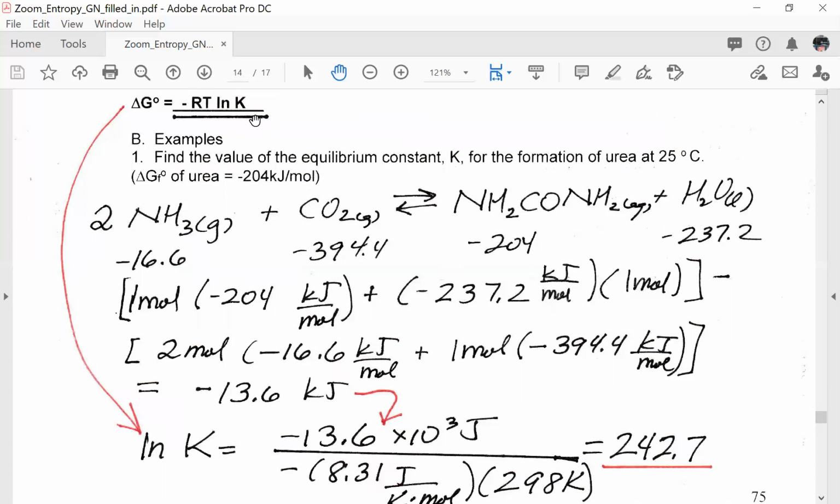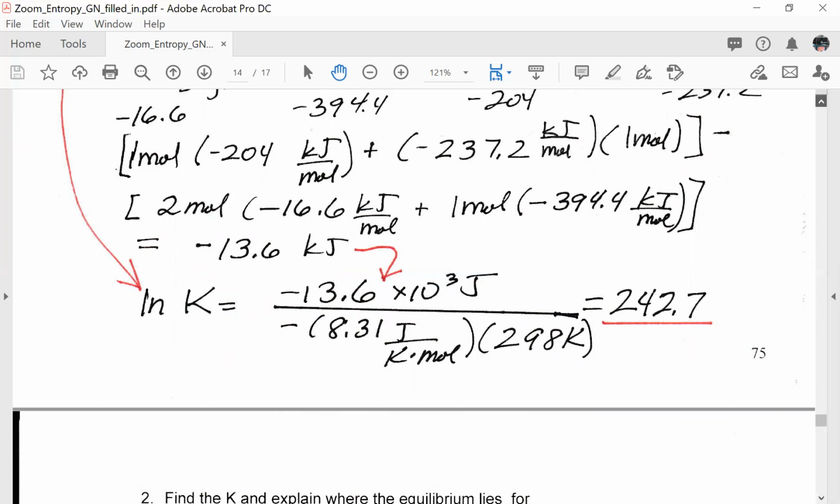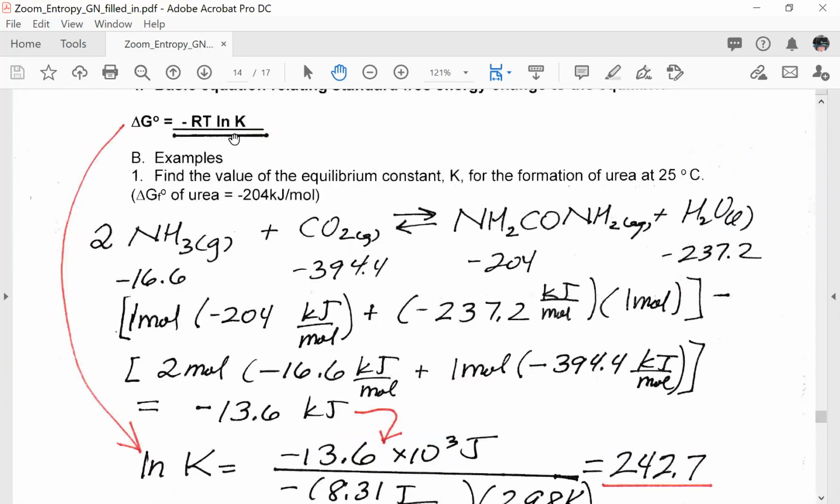So if we rearrange this equation, we can divide both sides by minus RT. And that's how we get natural log of K equals minus 13.6 times 10 to the 3 joules over minus 8.31 joules over Kelvin mole times T, which is 298. And then we solve for K. And so we were able to obtain K from knowing our delta G. The way that we did that was we used this equation.